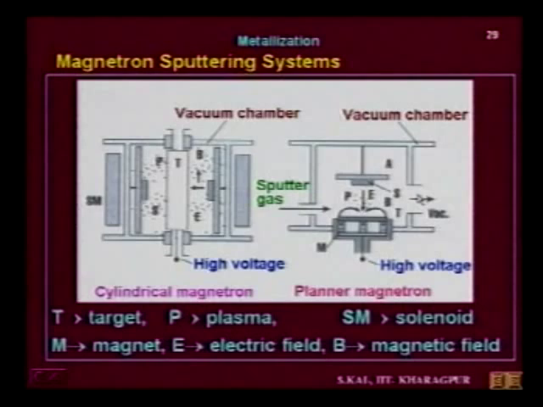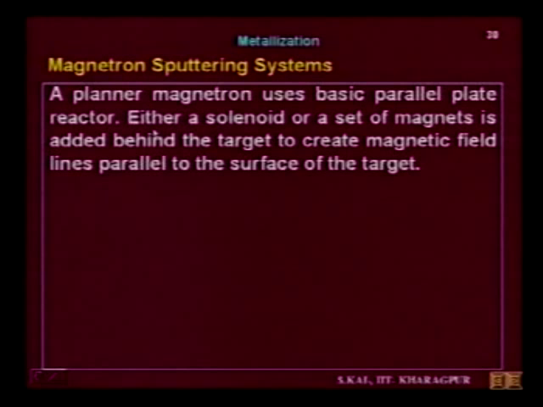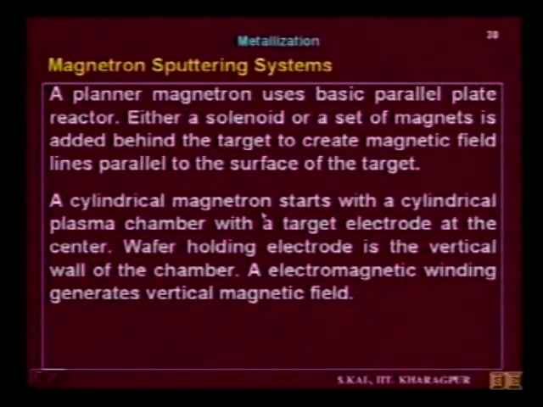Now, a planar magnetron uses a basic parallel plate reactor. Either a solenoid or a set of magnets is added behind the target to create magnetic field lines parallel to the surface of the target. That is the case of the planar magnetron. A cylindrical magnetron starts with a cylindrical plasma chamber with a target electrode at the center. Wafer holding electrodes is the vertical wall of the chamber. An electromagnetic winding generates a vertical magnetic field.